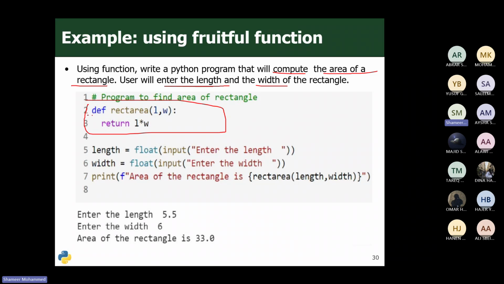So it starts with def, then the name of the function. This is the name of the function. This function will accept two parameters. One is l for length, one is w. You can take anything, a, b, c, d, x, y, z, any names of the variable. Now here what you are doing? Multiplying length into width, then return. Okay, this is the function. So you are calling here.